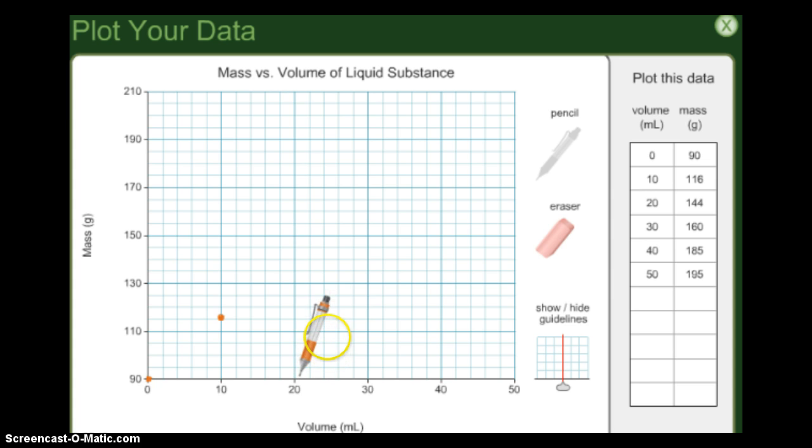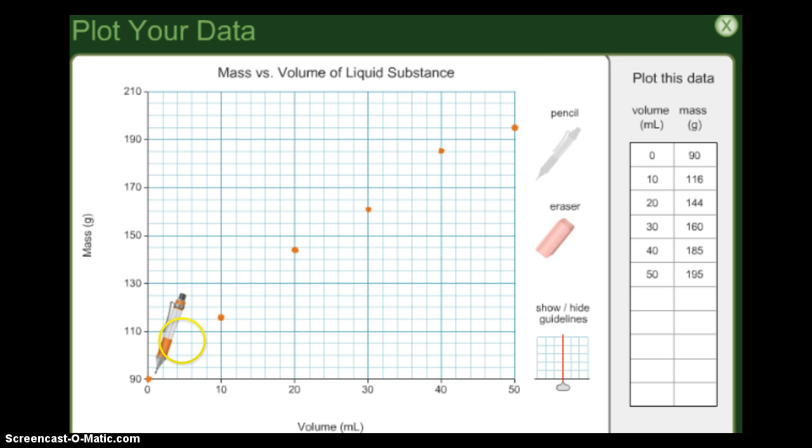All right, 20 and 144. So here's 20. Here's 130. What's this one? 135. This one, 140. This one, 145. So we want it just a little bit below. And then 30 and 160. So 30, 150, 155, 160, and 40 and 185. 40 and 70, 75, 180, 185, and 50 and 195. So 90, 95.